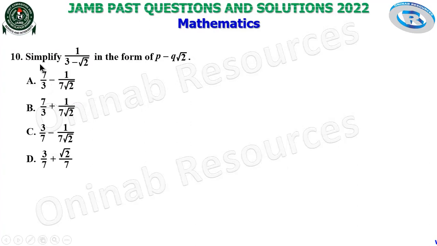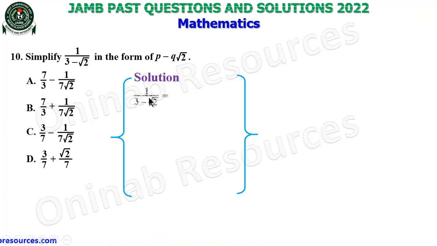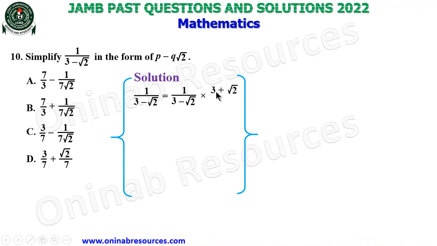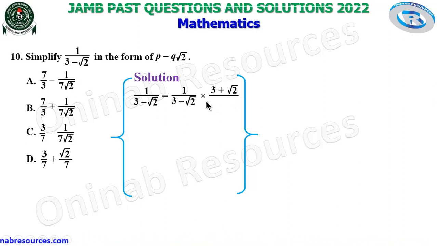For problem 10, simplify 1 over 3 minus root 2 in the form of p plus q root 2. So to find the solution, we are going to rationalize 1 over 3 minus root 2. To rationalize is to multiply the numerator and denominator by the conjugate of the denominator. The conjugate is just to change this negative to positive. So we are going to have 1 times 3 plus root 2 over 3 plus root 2.